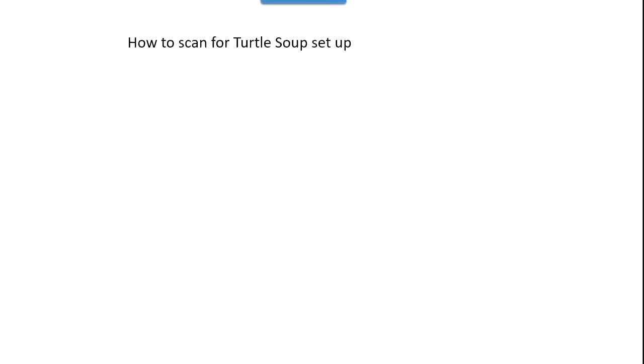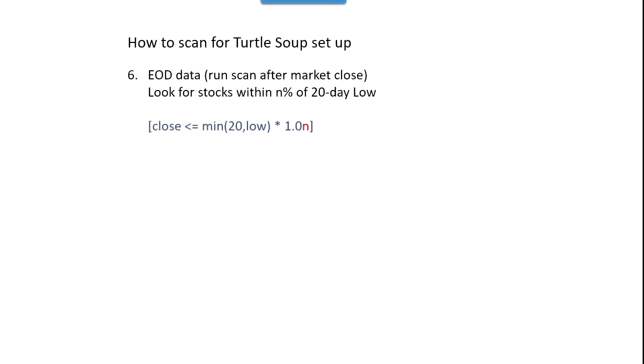At the end of your scan, and I'll give you the code in a minute, you can run it on end of day data. What you are then looking for is a market, because you don't know whether the market has dropped below its 20-day low. So you're looking for markets that made a 20-day low close to today.